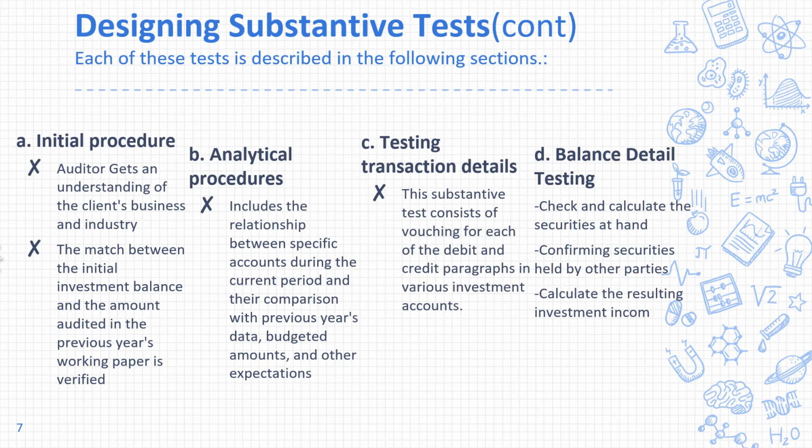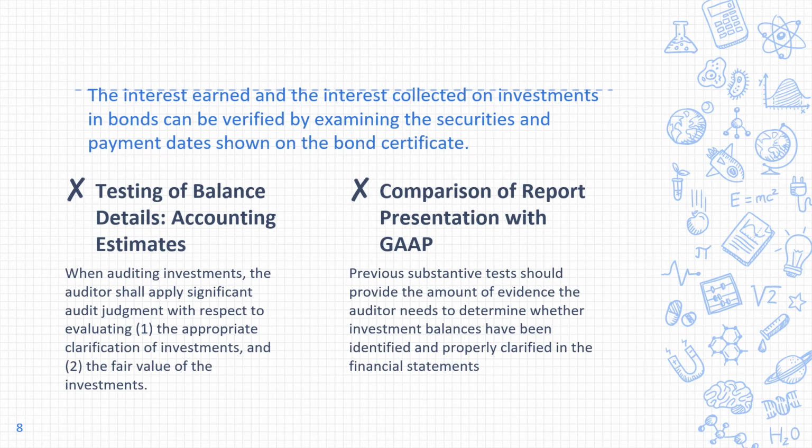C. Testing transaction details. This substantive test consists of vouching entries from the debit and credit postings in various investment accounts. D. Balance detail testing. Check and count the securities on hand, confirm securities held by other parties, and calculate the resulting investment income. Next, the interest earned and the interest collected on investment in bonds can be verified by examining the securities and payment shown on the bond certificate.